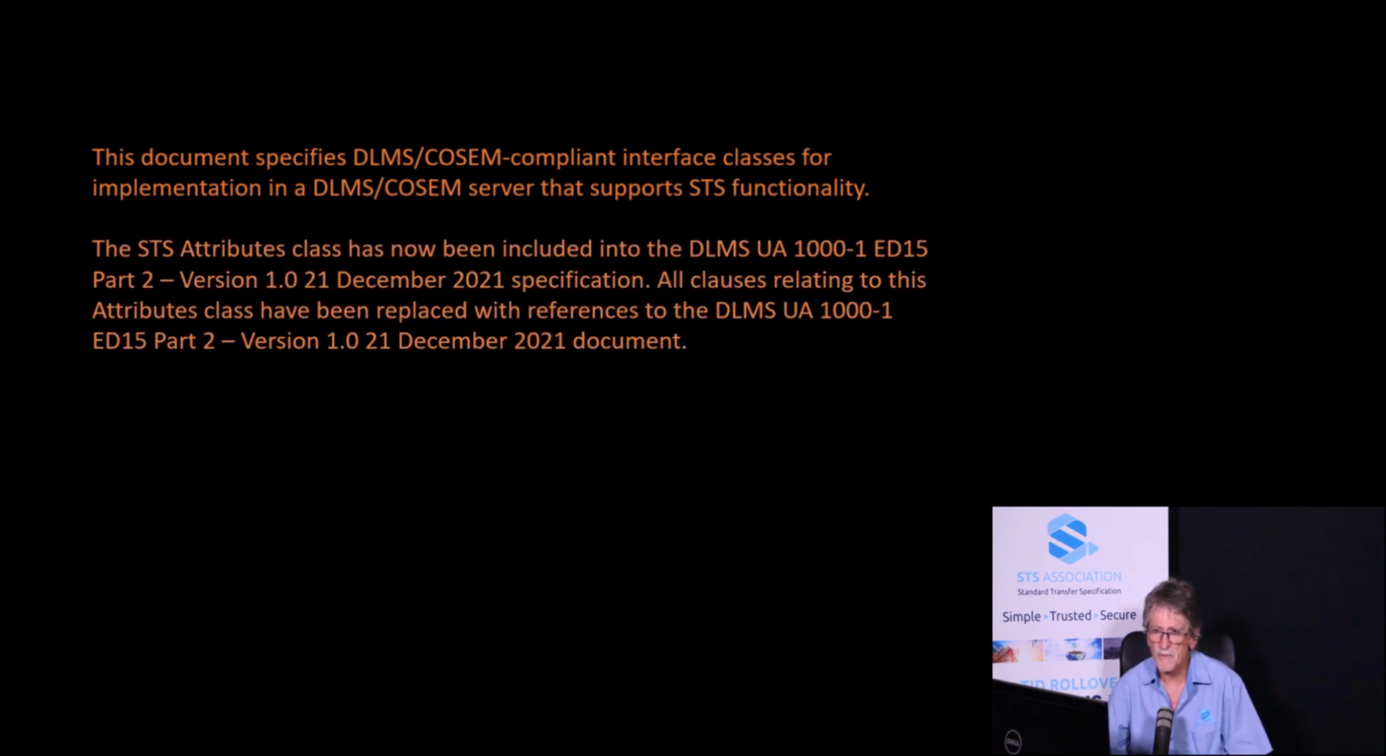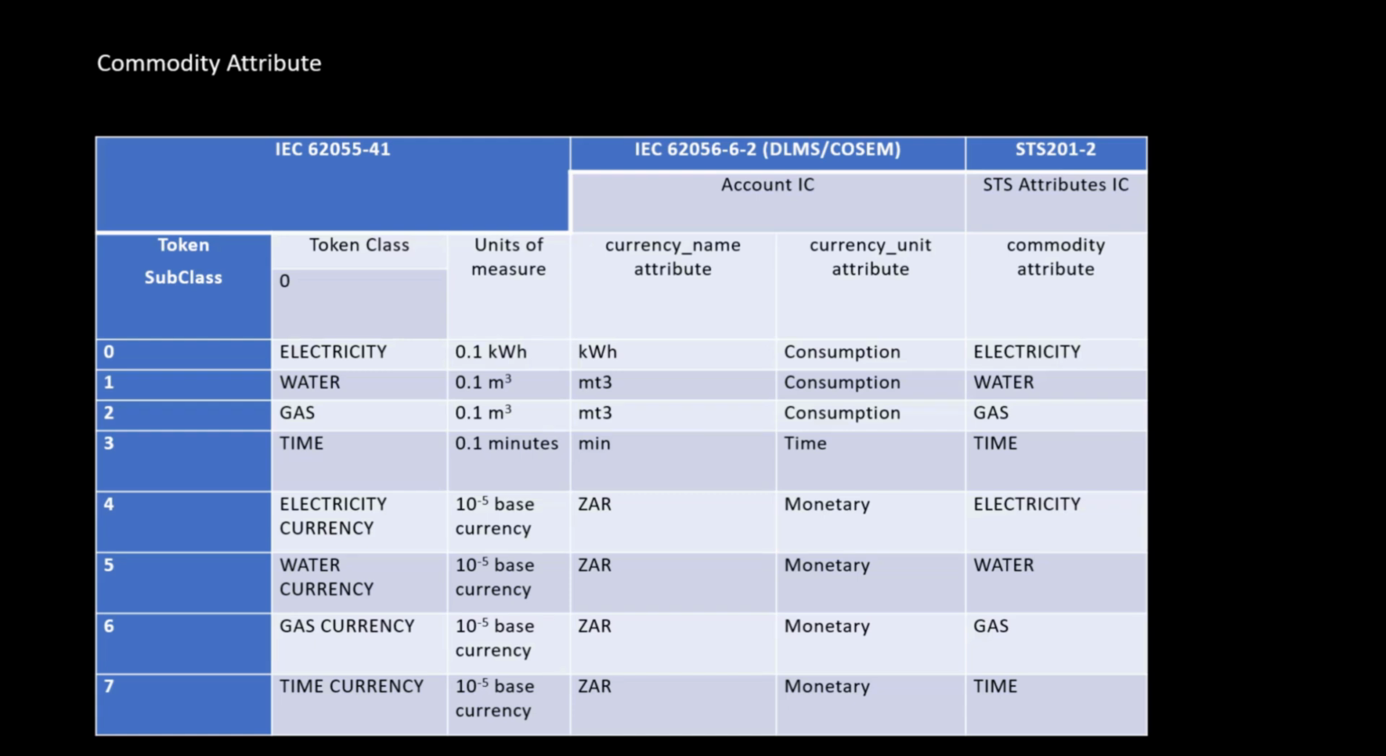The STS attributes class has now been included into the DLMS UA of December 2021. All clauses relating to this attributes class have been replaced with references to the DLMS UA 1000-1 edition 15 part 2 of the December 2021 document.